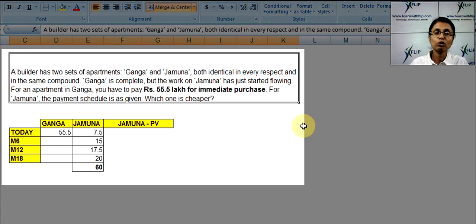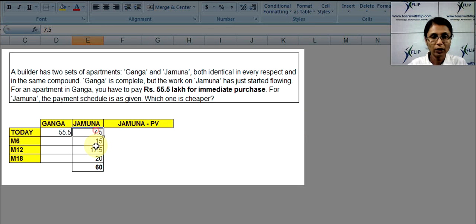So a builder has 2 sets of apartments, Ganga and Jamuna. Both are identical in every respect, they're just beside each other. Ganga is complete, but the work on Jamuna has just started. So for an apartment in Ganga, you have to pay 55.5 lakh for immediate purchase. For Jamuna, it's an installment payment schedule, and this is the payment schedule. That today you pay 7.5 lakh, 6 months later 15, 6 months after that 17.5, and then in the 18th month 20 lakh. Which one is cheaper?